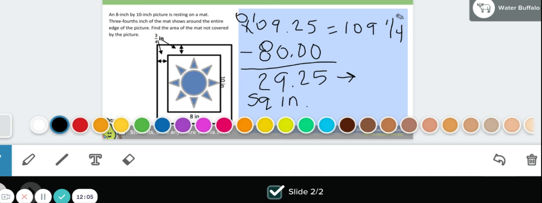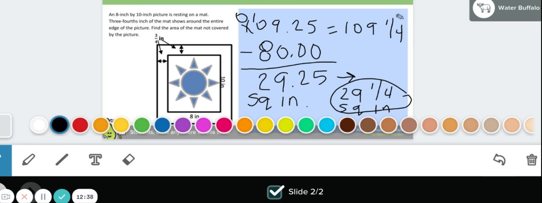So again, we talked about how many quarters are in a dollar. There's 4, which means that .25 is equal to a fourth. So my final answer would be 29 1/4 square inches. So the amount that is not covered by the picture is 29 1/4 square inches.